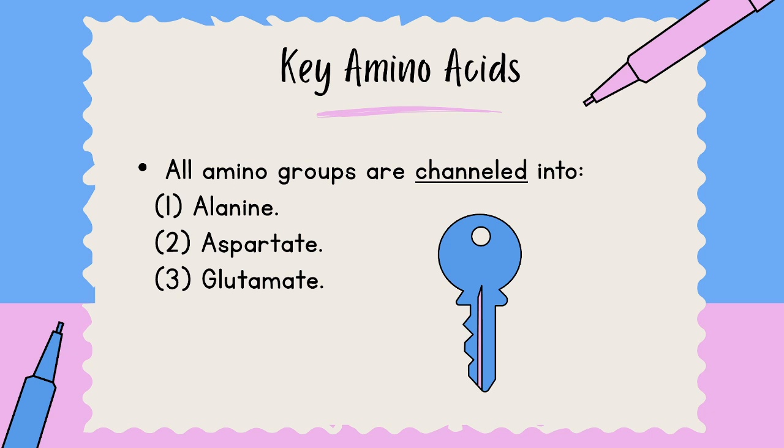We have what we call key amino acids when we talk about the catabolism of amino nitrogen. These key amino acids act as a channel or a funnel for all amino groups from the rest of the amino acids. The key amino acids are alanine, aspartate, and glutamate, which are the three amino acids that we have just mentioned when we discussed the transaminases.